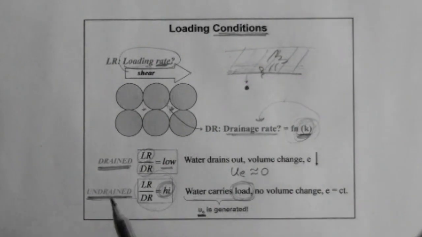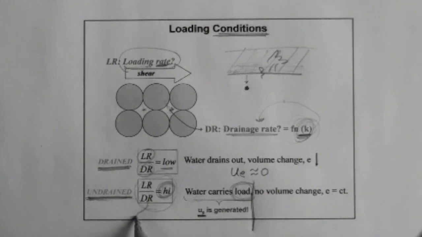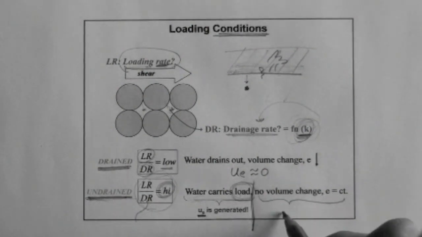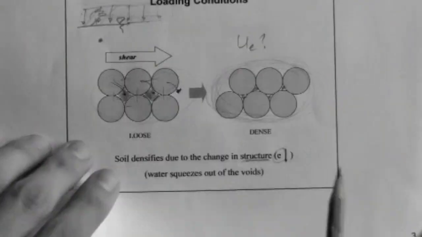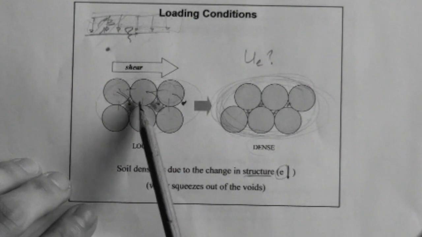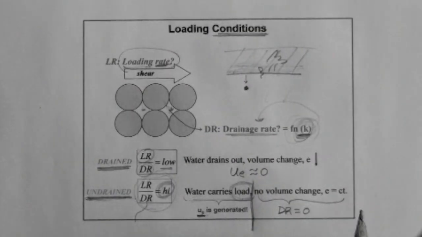Now, in the case of a perfectly undrained condition, where the drainage rate is 0, if the drainage rate is 0, then the soil can never achieve this configuration. That is, if the water cannot escape, then the soil will always remain like this. And the water will always hold a UE. That can be imposed in the lab. Sometimes in the lab we do this to test the undrained strength of a soil, but that comes later.